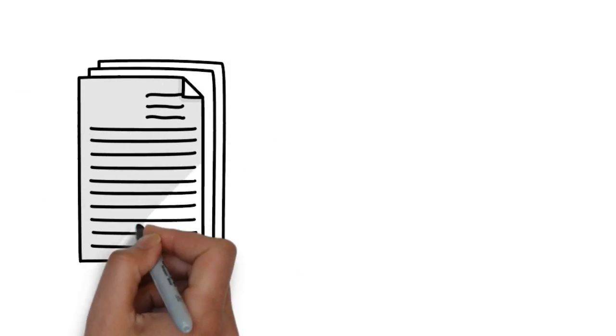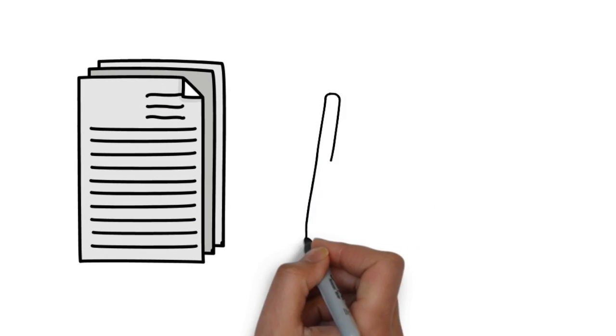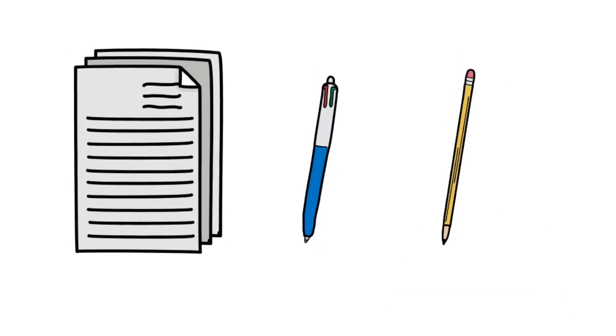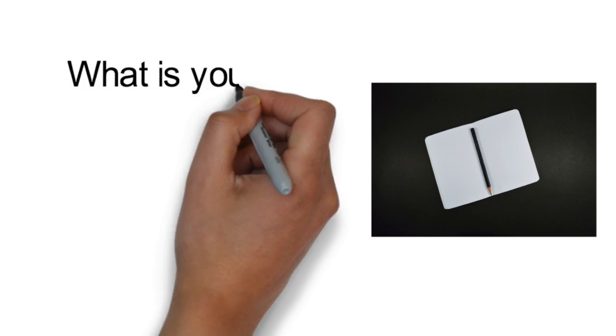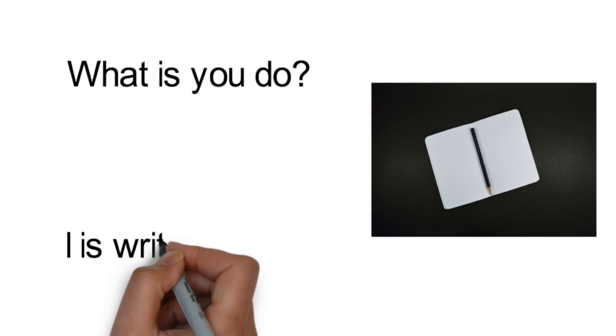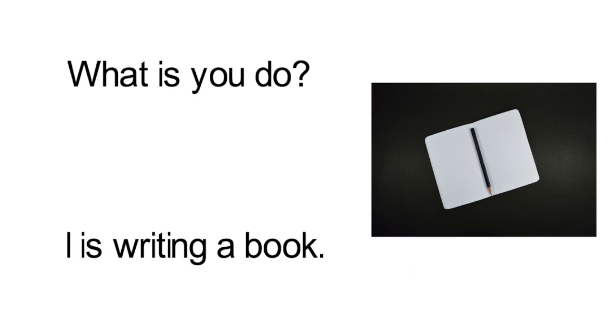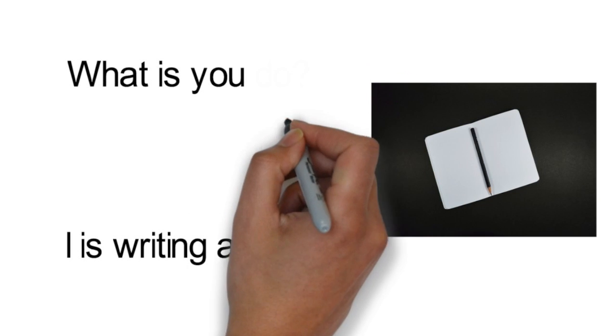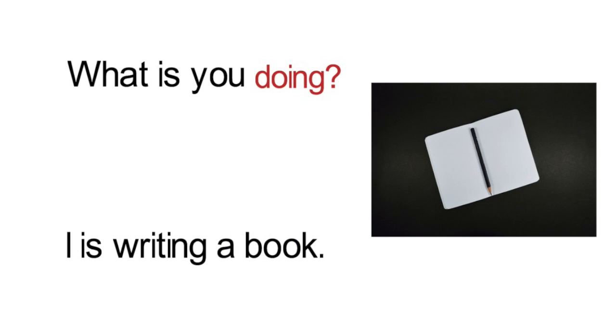Let's practice some of these questions. You will need your note-taking sheet and a pen or pencil. Try to correct the following questions and answers. What is wrong with this conversation? Well, the question is asking about what someone is doing right now. So we should use the present continuous tense instead of the present simple. So the question should be, what are you doing?